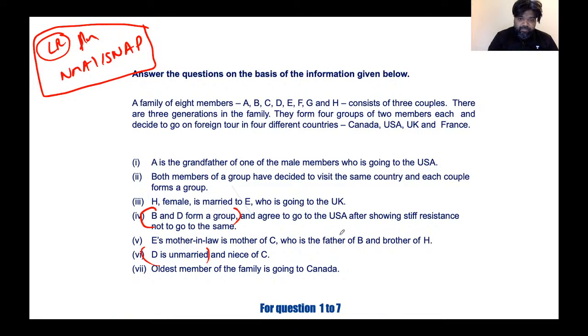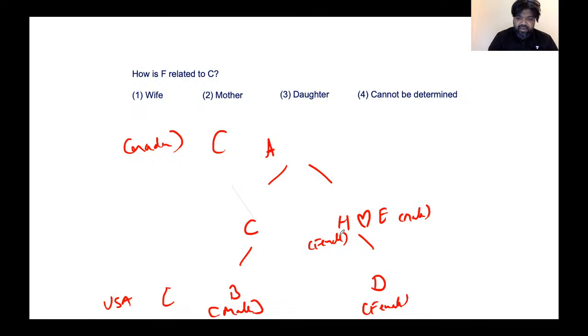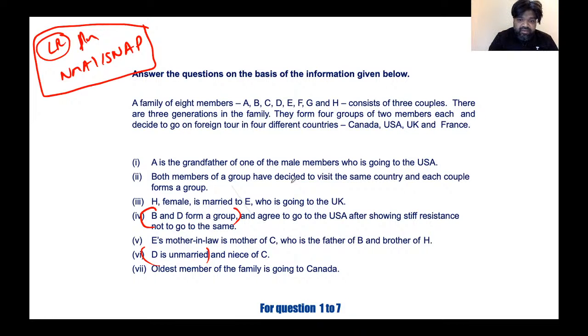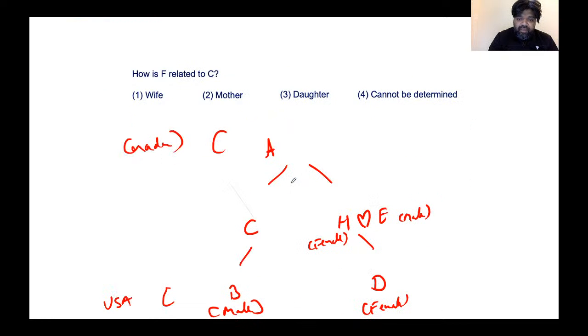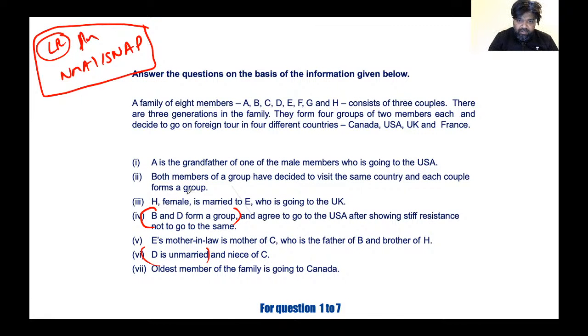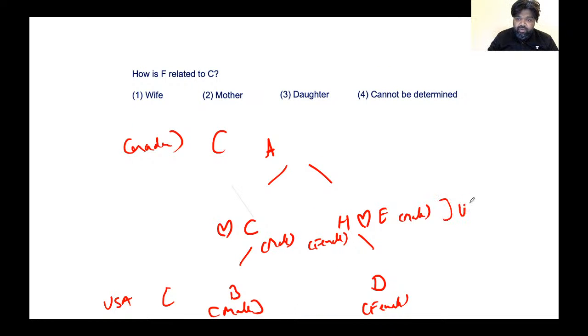Okay. E's mother-in-law is the mother of C. So who is left? A, B, C, D, E, F and G. F and G. What is written about F and G? Who is the father of B and the mother of H? So C is the father. It means male. Is married to someone. Okay. This is going to US. H is married to E, who is going to UK. So this family is going to UK. These 2 people are going to US and these 2 people are going to Canada. Almost sorted.